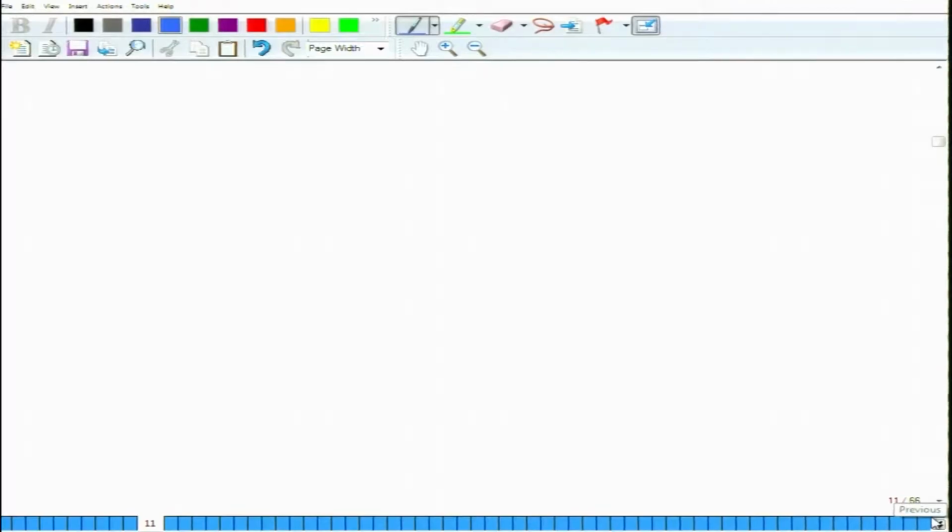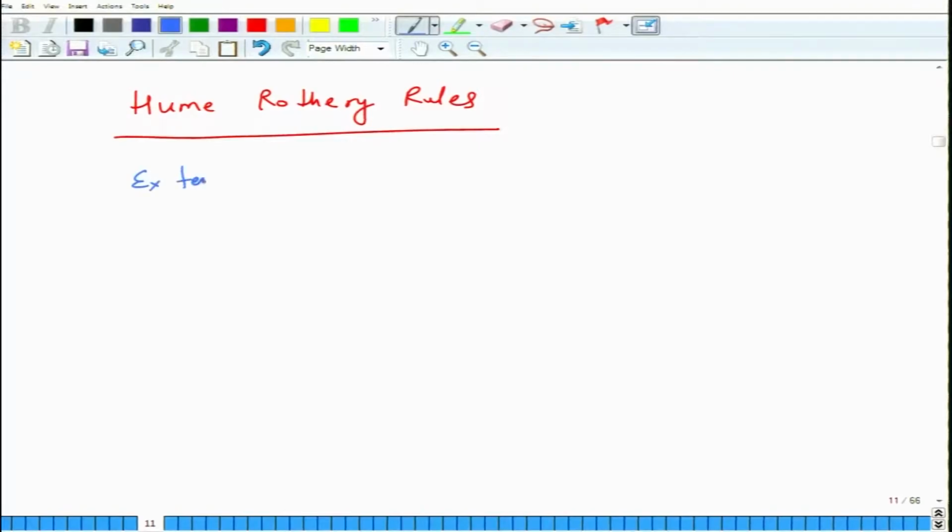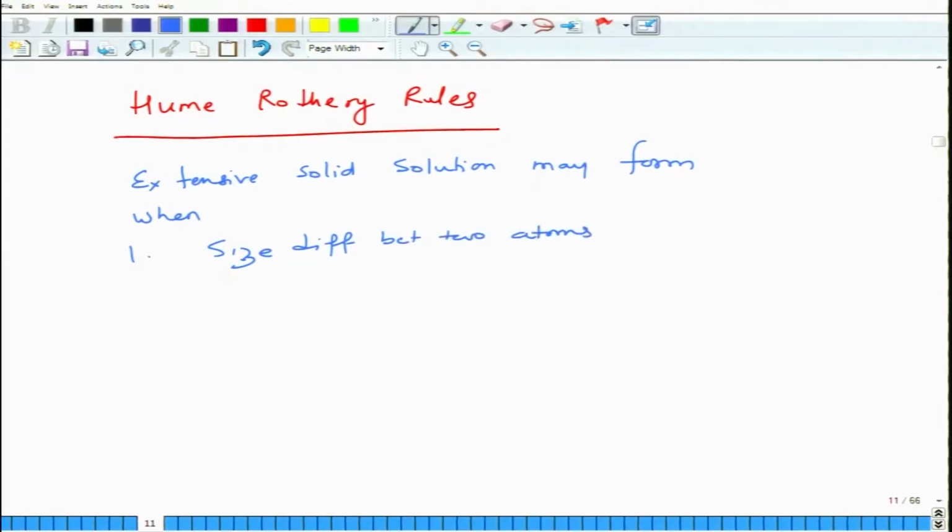So, there are certain guidelines which are called the Hume-Rothery rules, which say that extensive solid solubility may form when, number 1, the size difference between two atoms is less than 15%. Number 2, there should be a smaller difference in the electronegativity, which means they should not be very far apart in the periodic table, otherwise they will make an ionic bond.